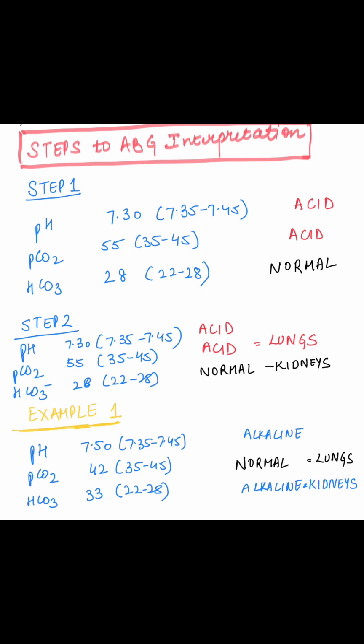Now look at example number 1. In this case, pH is 7.50, carbon dioxide is 42 and bicarbonates are 33. As you can see, 7.50 means pH is alkaline, carbon dioxide is within normal limits and bicarbonates are increased. So pH is increased, bicarbonates are increased, both arrows in the same direction. Respiratory opposite, metabolic equal. Metabolic equal means both arrows in the same direction. So pH is alkaline, the cause is metabolic. So this case is metabolic alkalosis.